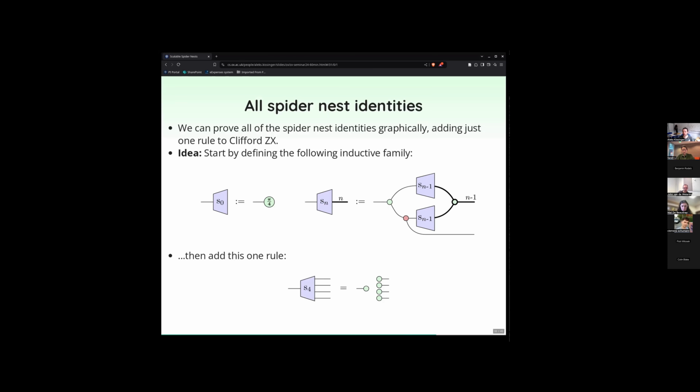And then we just add one additional rule to our system. Okay, so we say actually that S sub 4 disconnects like this. So I could totally unfold this left-hand side. It's a relatively complicated diagram involving a bunch of pi by 4s ultimately, and it just says that these all disconnect.